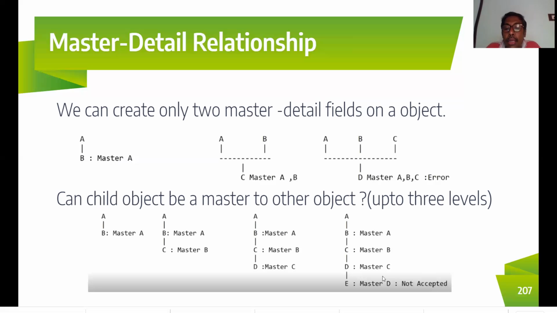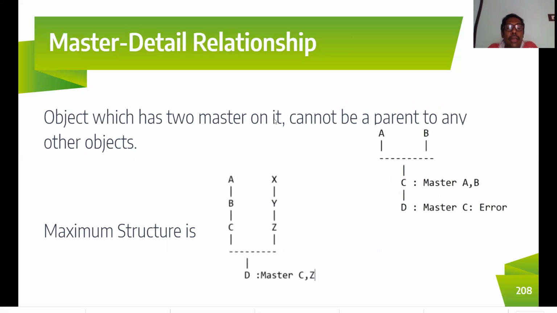Because already C is master to D, now again D cannot be a master to E, because only three levels of master are allowed here in the master detail relationship. Whereas coming to field, only two levels. Whereas coming to level, only three levels are possible. Got it? So a master detail relationship object which has two masters on it cannot be a parent to any other object. Now see here.